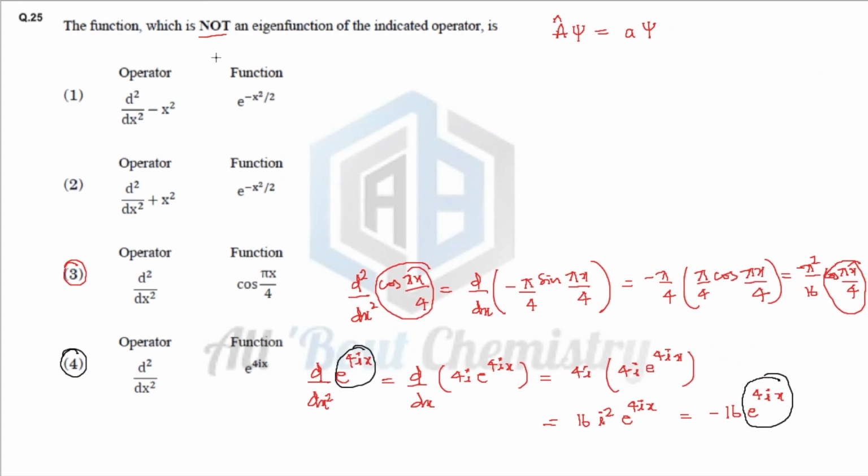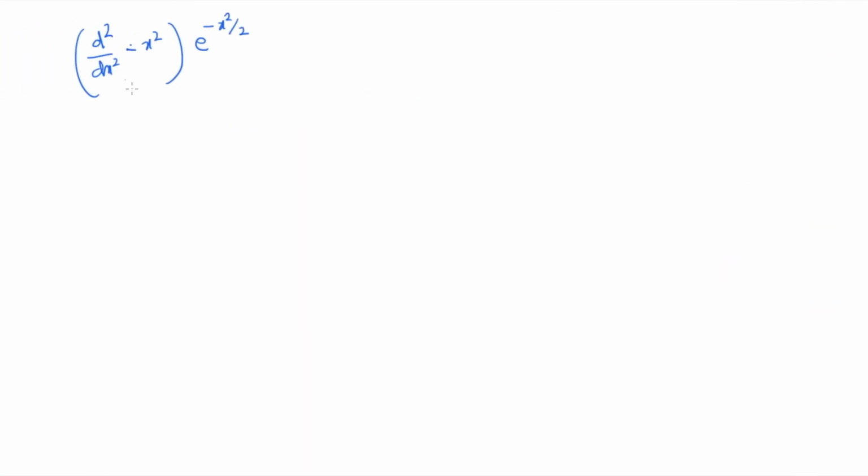So here we have d2 by dx square and, sorry, the first one is minus, right? So minus x square, this is the operator, and we have to operate that on e to the power minus x square by 2, right? So this is what we have, minus x square and e to the power minus x square by 2. Let's solve this. We have to multiply it inside, so this is going to be d2 by dx square on e to the power minus x square by 2 and minus x square e to the power minus x square by 2.